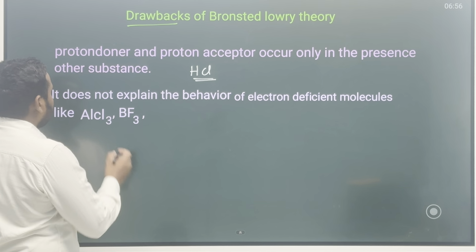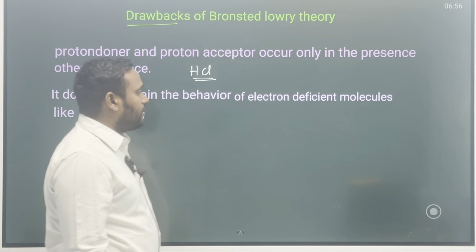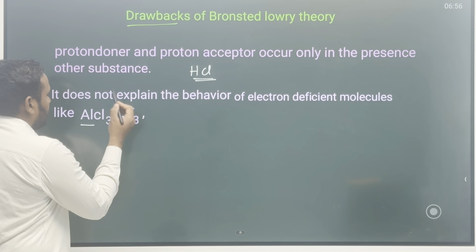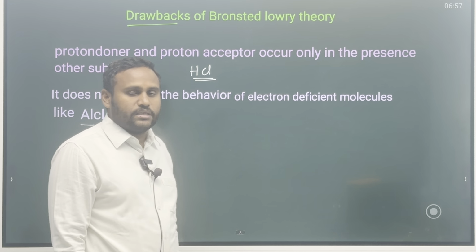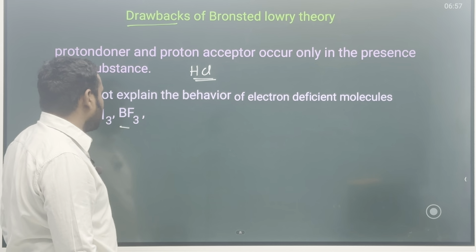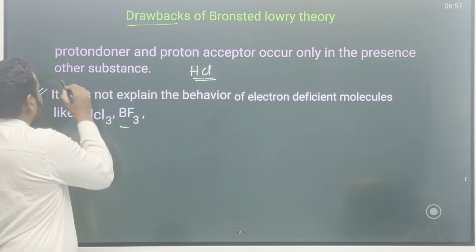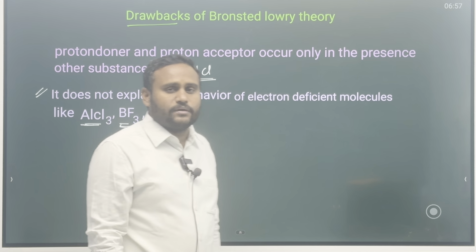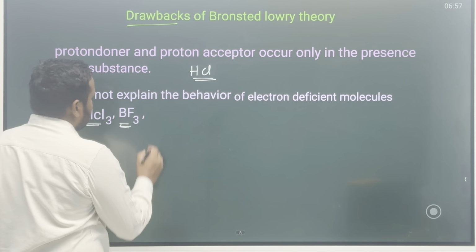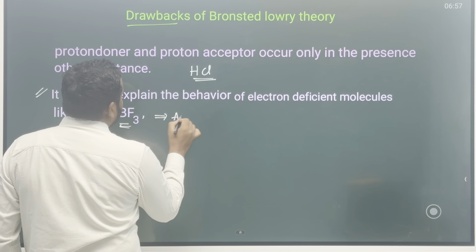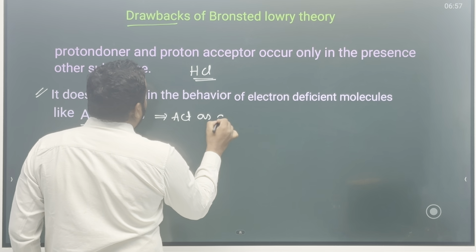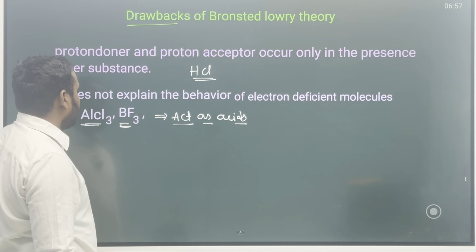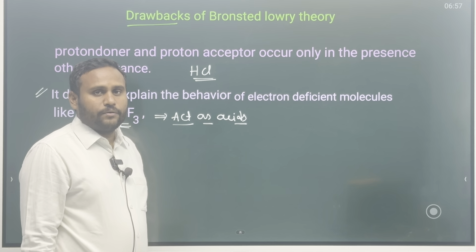And it does not explain the behavior of electron deficient molecules like AlCl3 and BF3. This nature of AlCl3 and BF3, which also act as acids, is not explained by the Bronsted-Lowry theory.